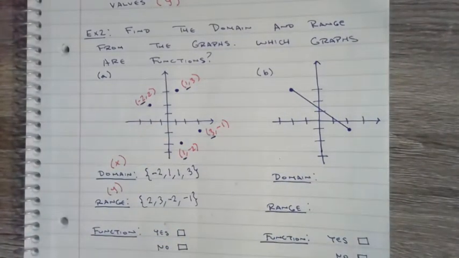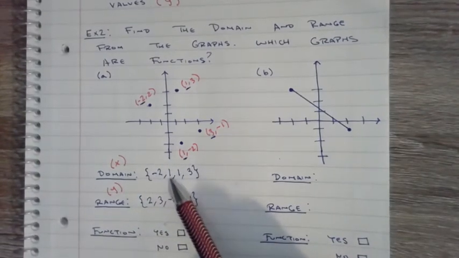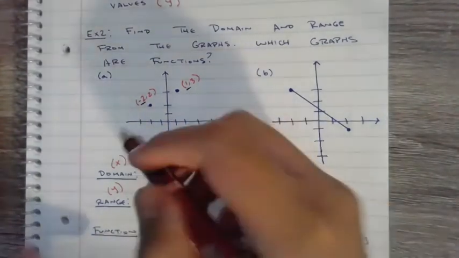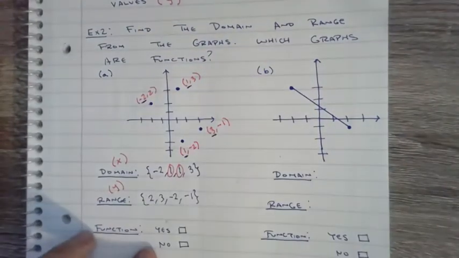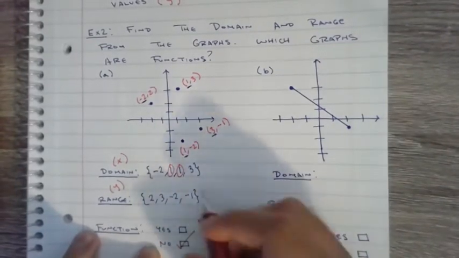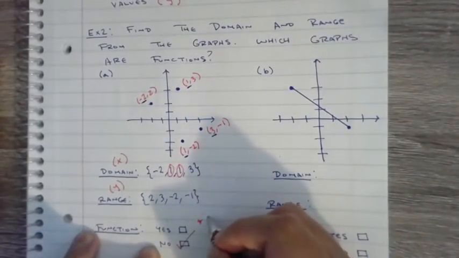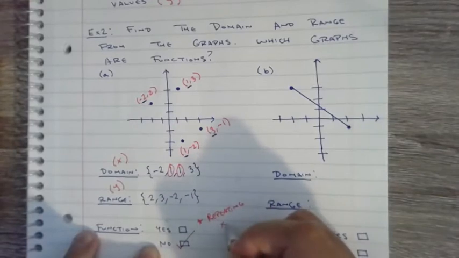Now let's determine if it's a function. Remember, for it to be a function, there has to be no repeating x's. So let's take a look at it. We have -2, 1, 1. Wow, we have 2 1's. Does that mean that this is a function? No, this is totally not a function. Therefore, it is not a function because we have repeating x values.